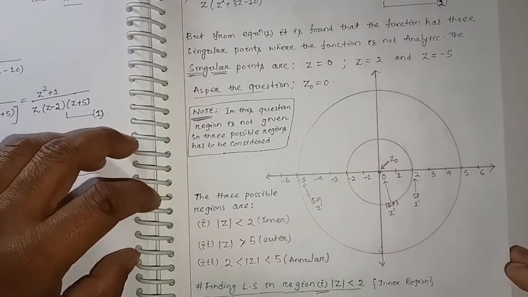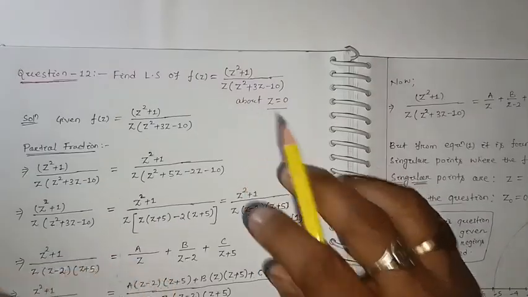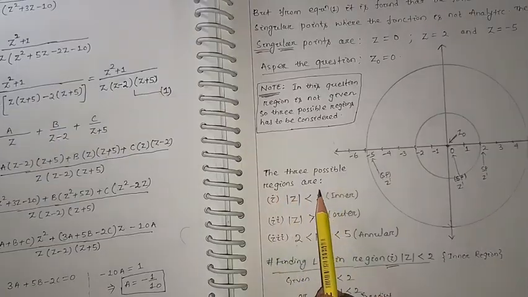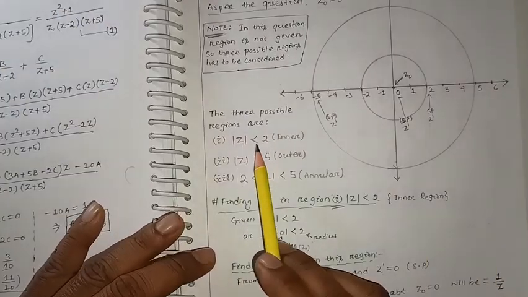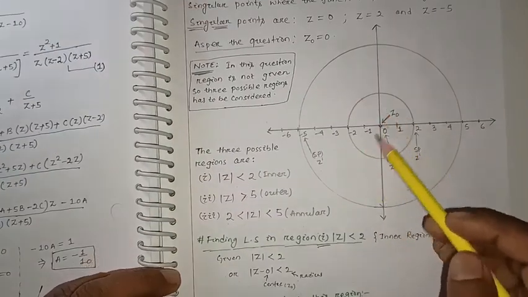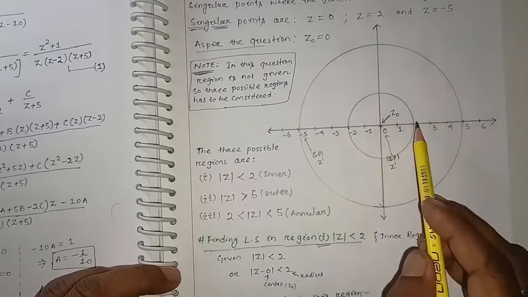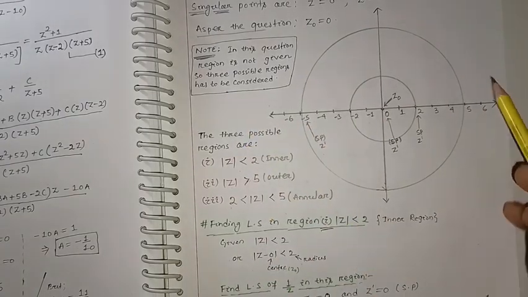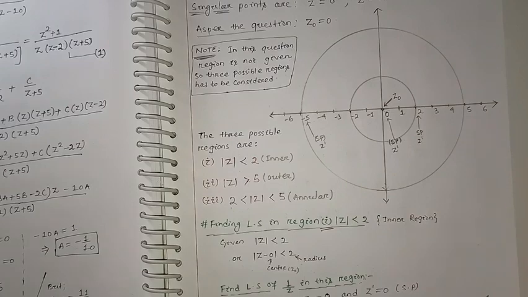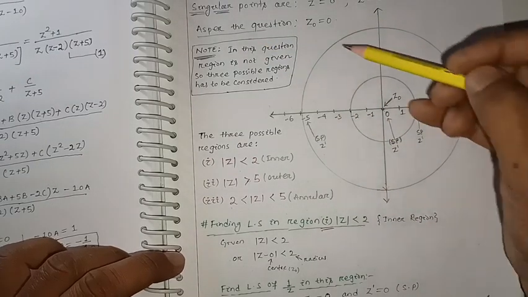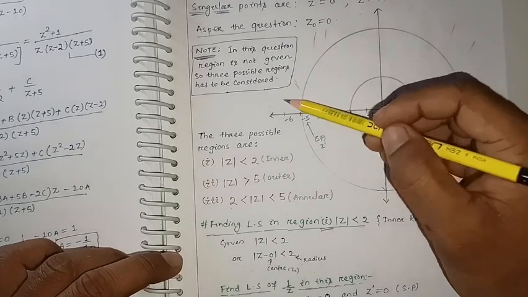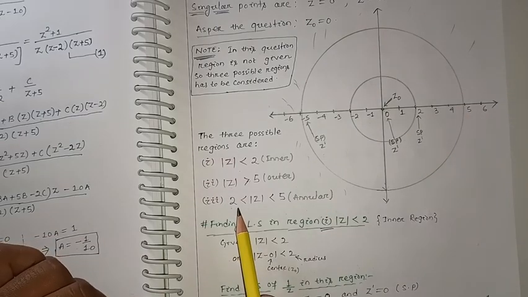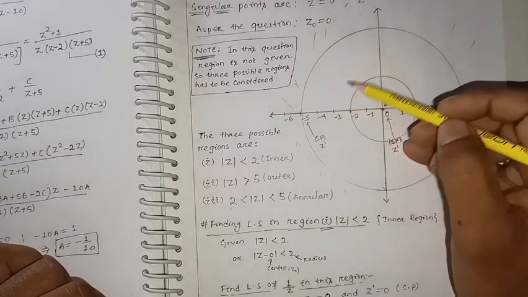As in the question it has not been given which region we have to consider, particularly for this type of question, you have to consider the three possible regions. Here the three possible regions are z mod less than 2, that means inner region. Z mod less than 2 means it will be from -2 to 2. Z mod greater than 5 means less than -5 and greater than 5, that means we have to consider the outer region. This is another possible region, because in this outer region the function is analytic. And in this annular region the function is also analytic, that means we also have to consider the 2 to 5 region, that means this annular region.